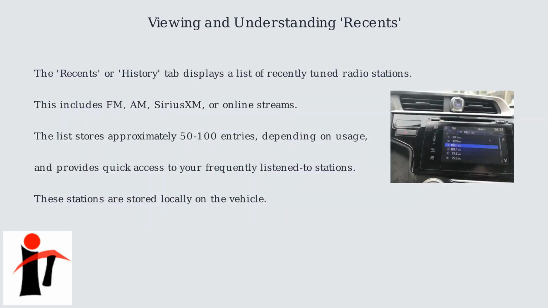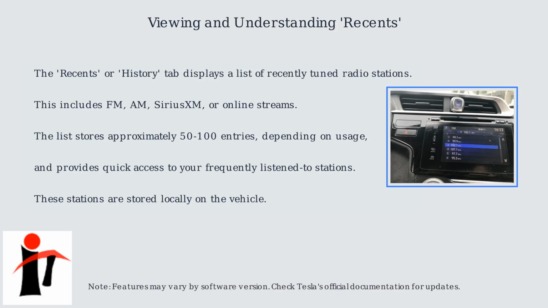The Recents or History tab displays a list of recently tuned radio stations, including FM, AM, SiriusXM, or online streams. This list stores approximately 50 to 100 entries, depending on usage, and provides quick access to your frequently listened to stations. These stations are stored locally.